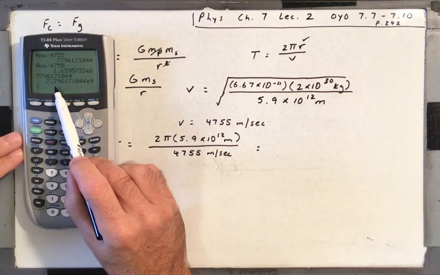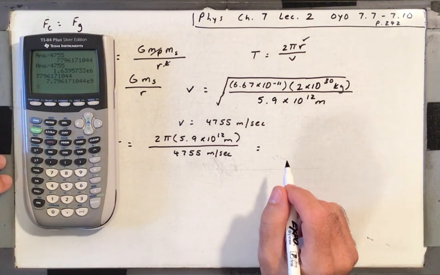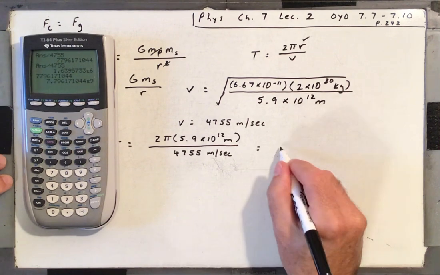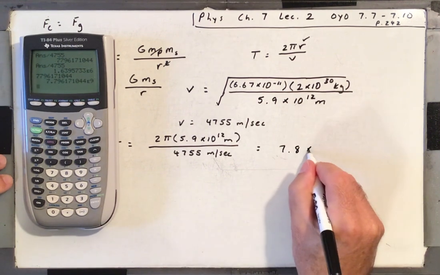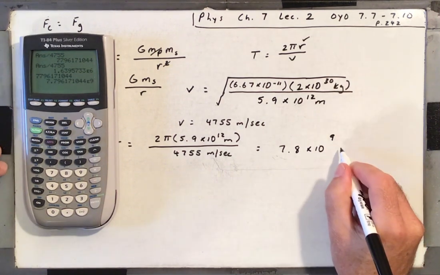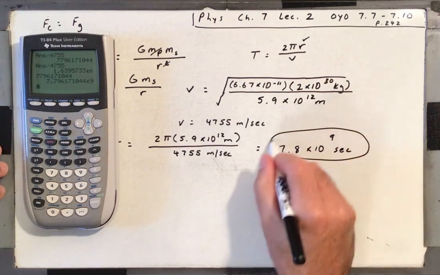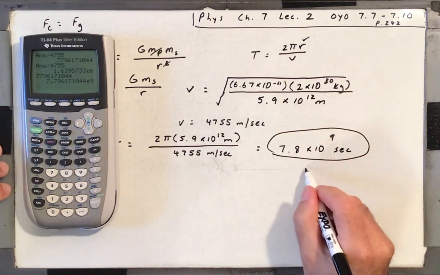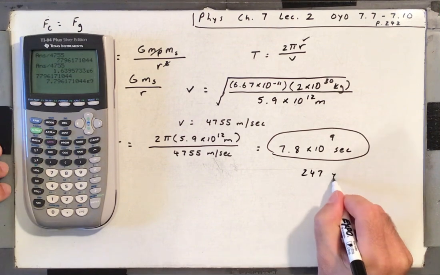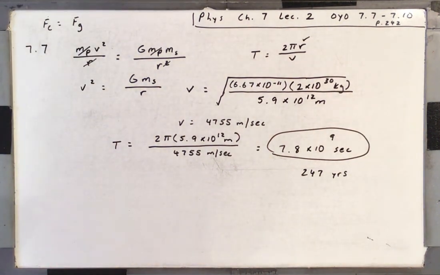So we get 7.796, which we could say is 7.8 times 10 to the 9th seconds. That is fine. You can leave your answer in seconds, but if you're interested, that's like 247 years. So it takes Pluto a lot of time to get around the Sun, which makes sense because it's way out there.